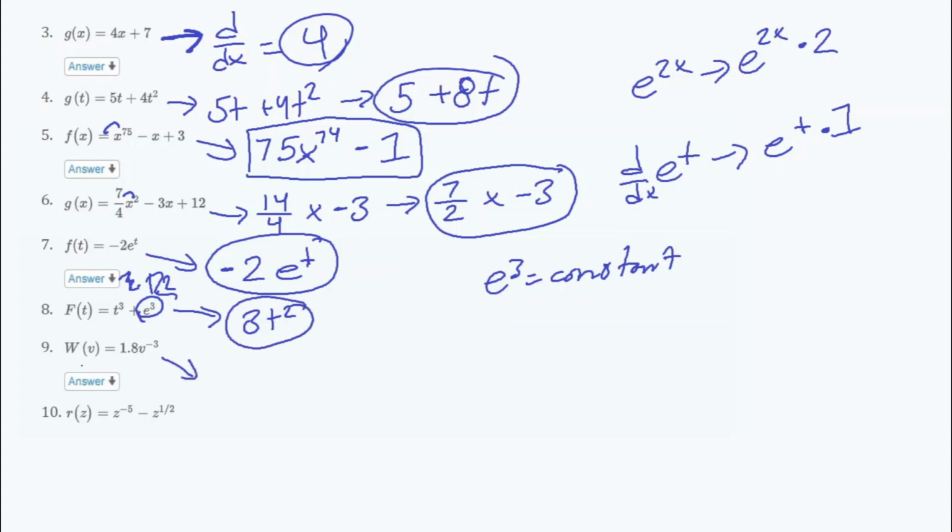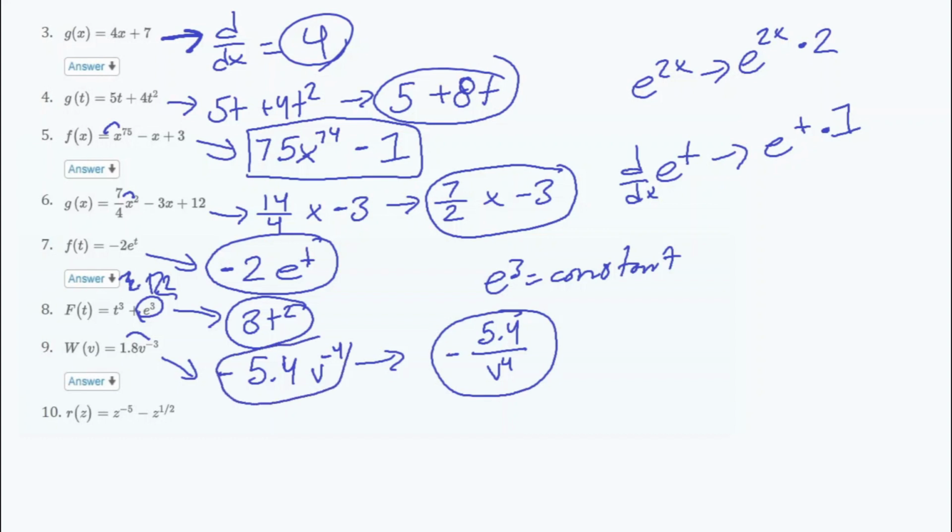And now we're going to have number 9. W is a function of v. We have 1.8 v to the negative power of 3. If we find the derivative, this negative 3 is going to go to the front. So we're going to have negative 5.4 at the front. And we're going to subtract the exponent by 1, so it's going to be negative 4. You could also rewrite it as negative 5.4 over v to the 4th power. But both ways work just fine.